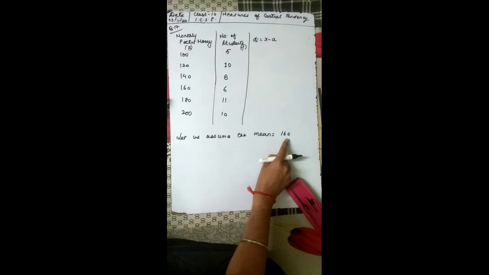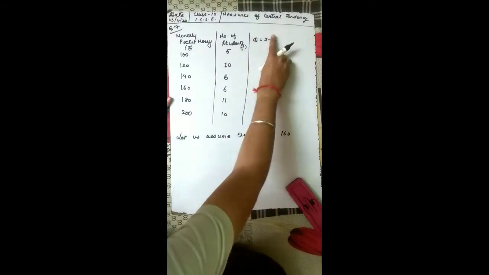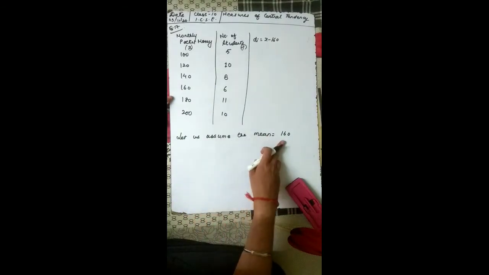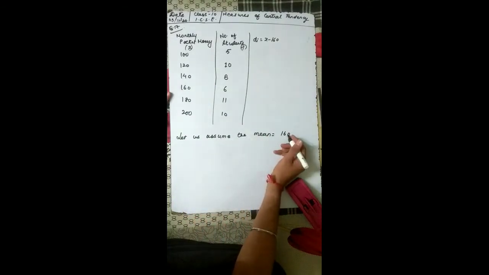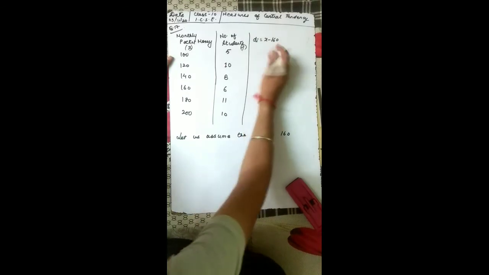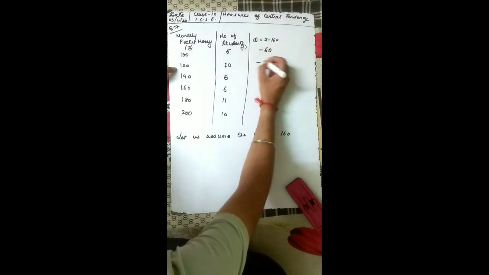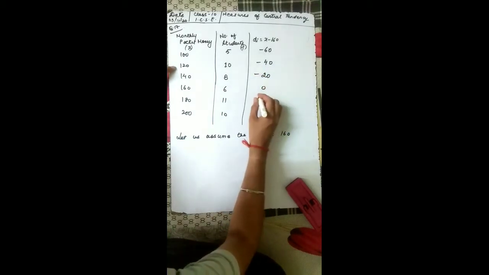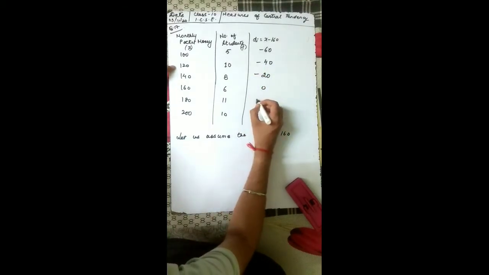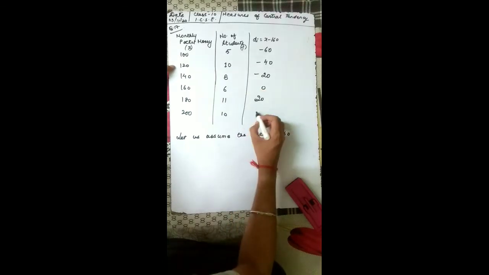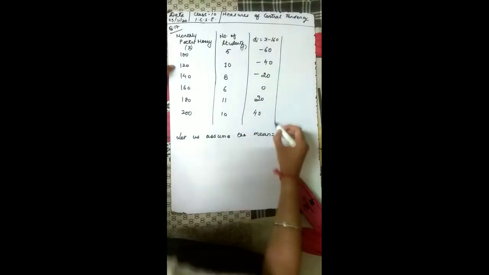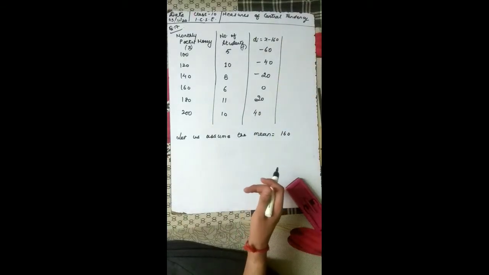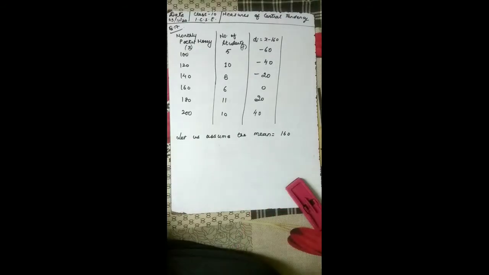So what we need to do is subtract. In place of a, I'm writing 160, because we assumed the mean equal to 160. So x minus 160: 100 minus 160 is minus 60, then minus 40, then minus 20, 0, and then plus 20 and 40. This is your di.